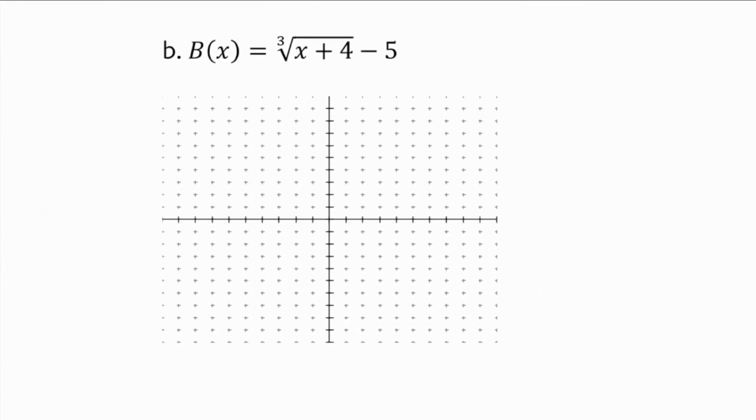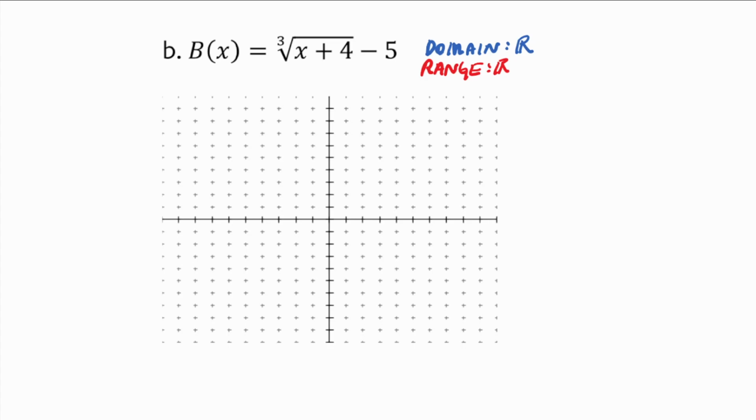Okay, this one, b of x is the cube root of x plus 4 minus 5. Now, what I'll say about domain and range, for cube root functions, it's always all real numbers, at least in this class. Domain is the set of all real numbers. The range is the set of all real numbers. We just won't even worry about that. We'll just try to graph the thing.